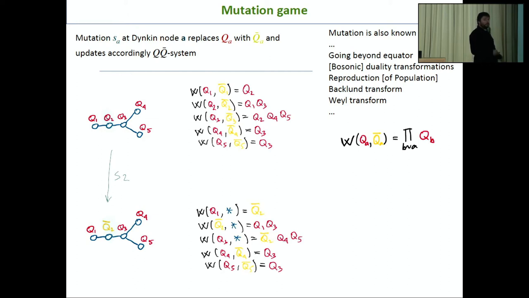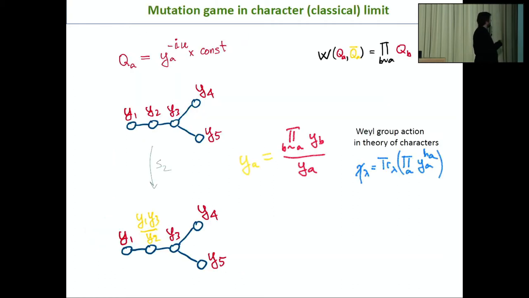And the game is to make mutation again and again until you reach some saturation point. Either you are tired or you have exhausted all possibilities. There are two options. And if you're clever enough, you can exhaust those possibilities before you are tired. So to become clever, we have to consider a classical case.